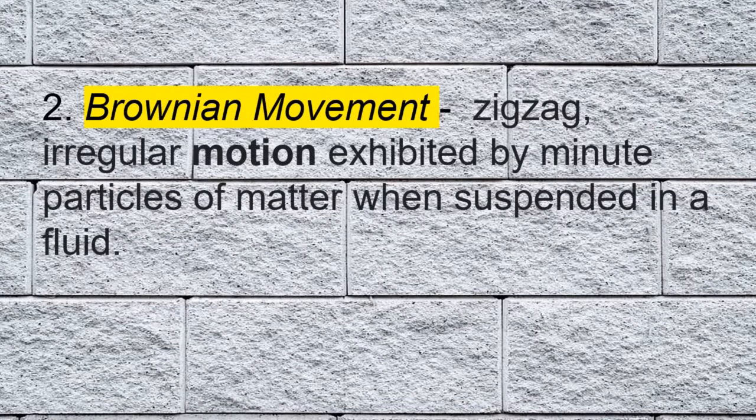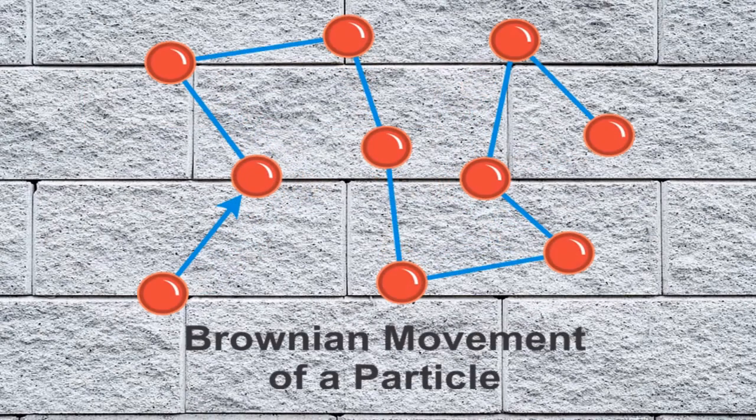Another property is the Brownian movement. This is the zigzag irregular motion exhibited by minute particles of matter when suspended in a fluid. So if you are going to look at the particles of the colloid, you will see the zigzag movement of the particles. You can see this when you use a microscope.